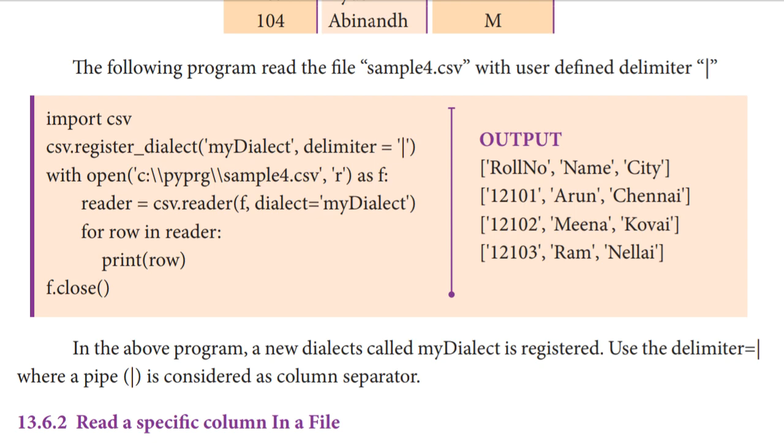In the above program, a new dialog called my dialog is registered. Here one new dialog is registered, that is my dialog. It uses the delimiter where the pipe is considered as a column separator. So why did they use the pipe symbol here? To separate the columns. That's why we are saying it is a column separator.